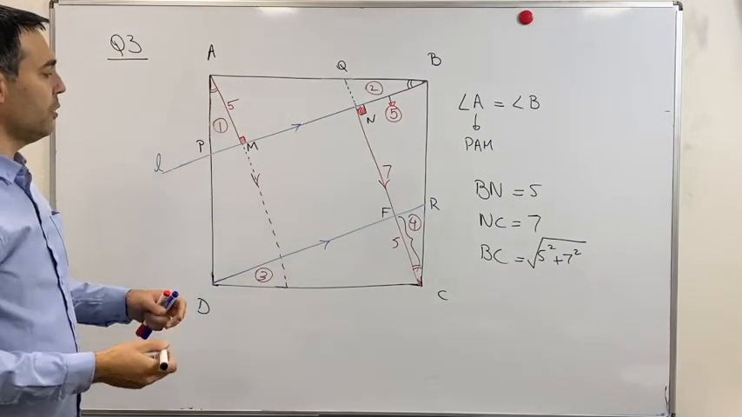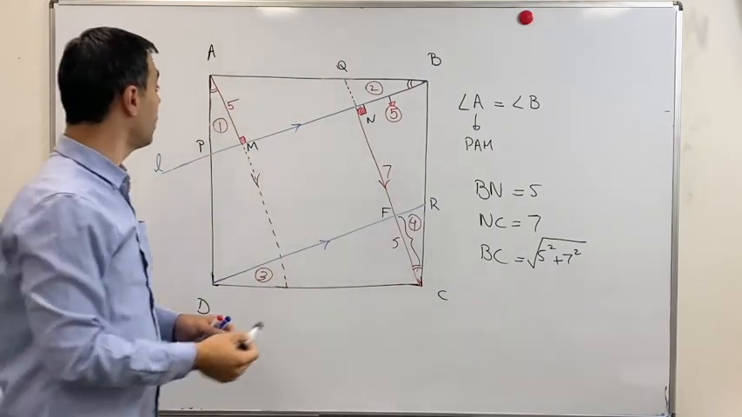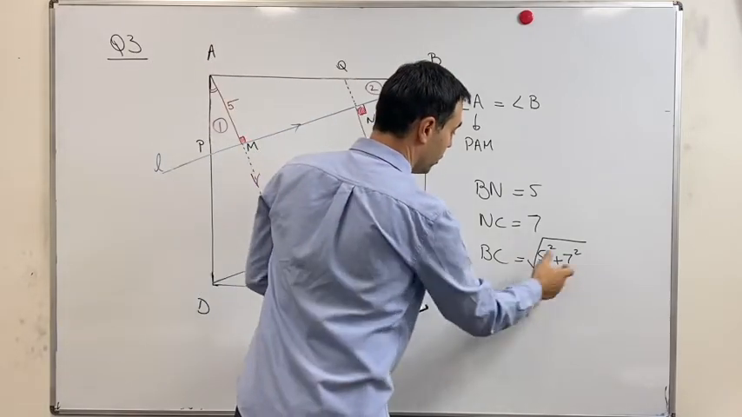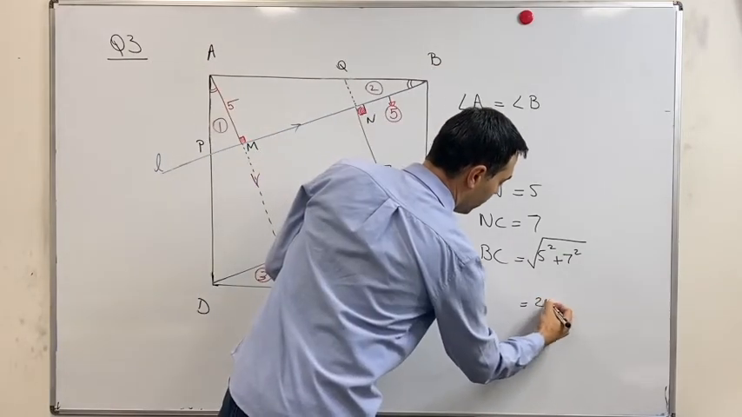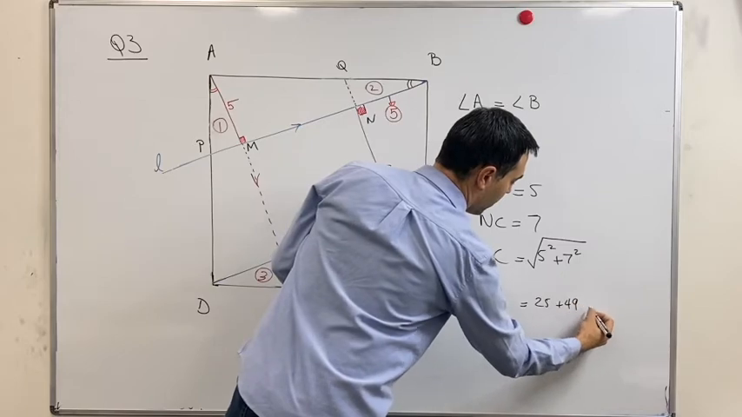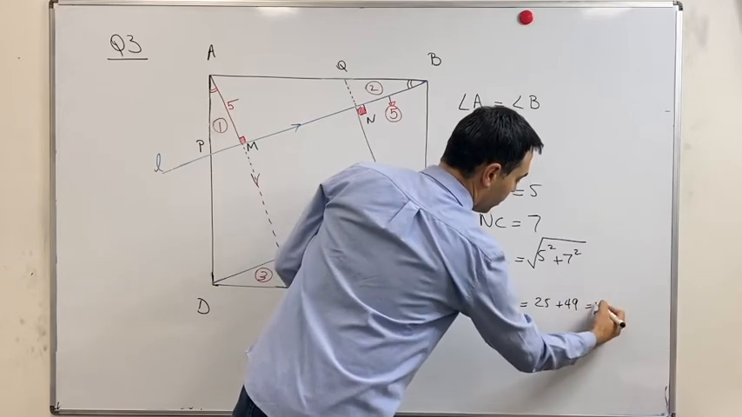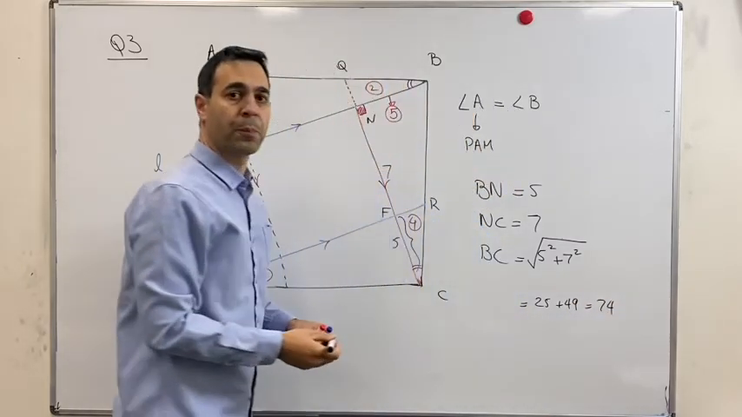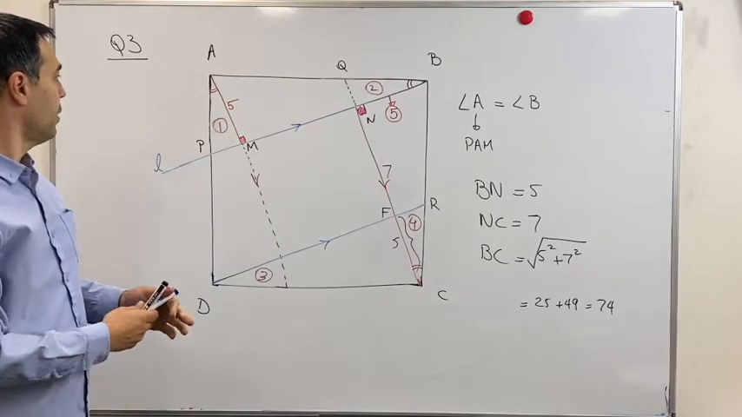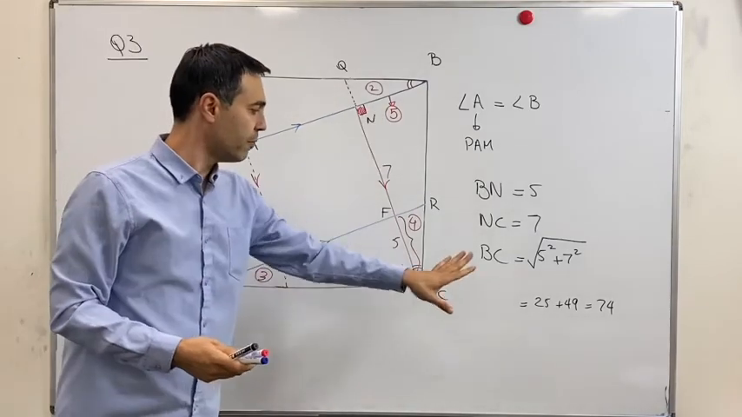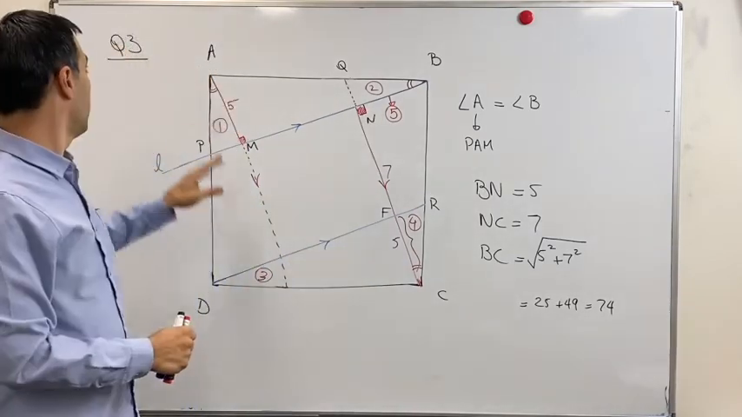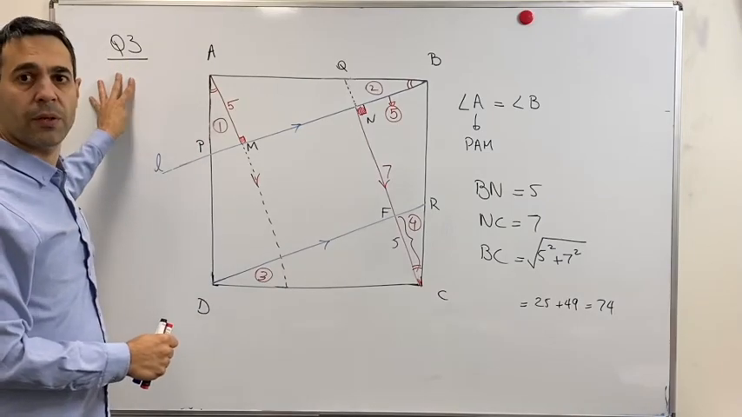And then you can easily find the area of a square, BC squared, which is just simply 49 minus 25, which is 24. So the area of this square is 24 units squared. So that was question number 3 with 3 marks.